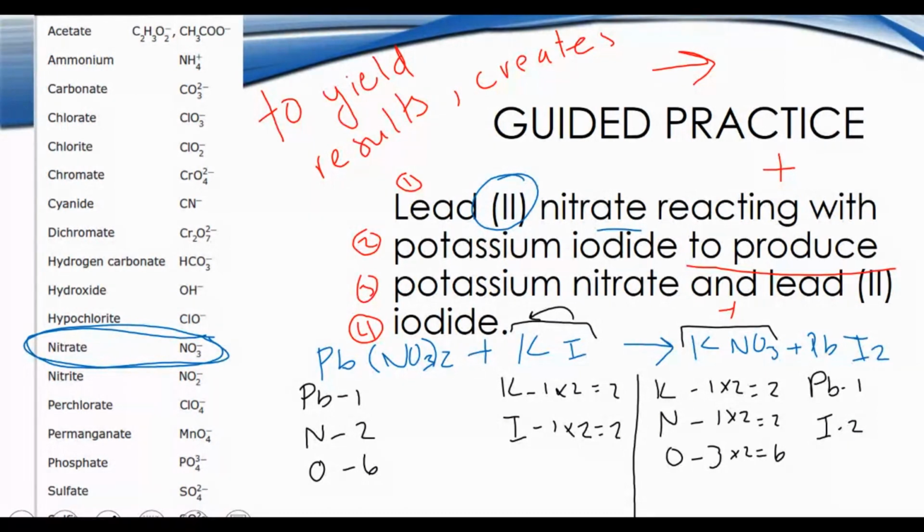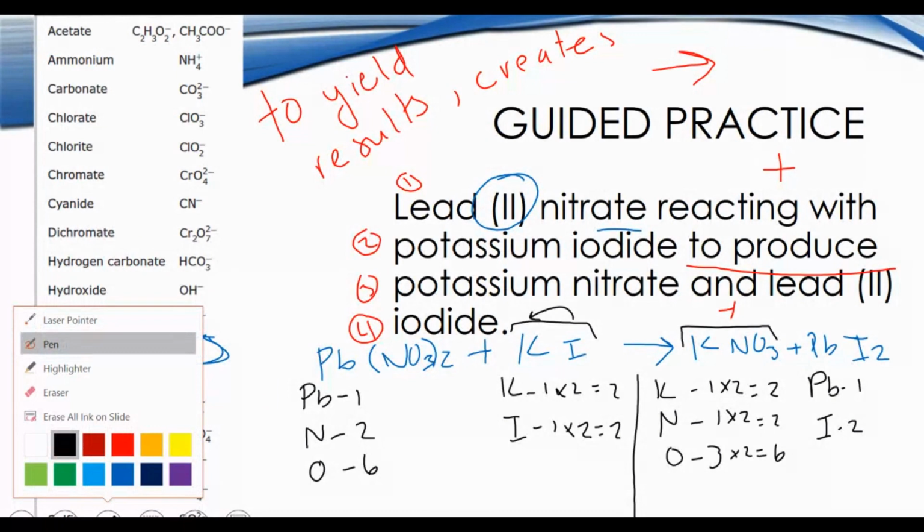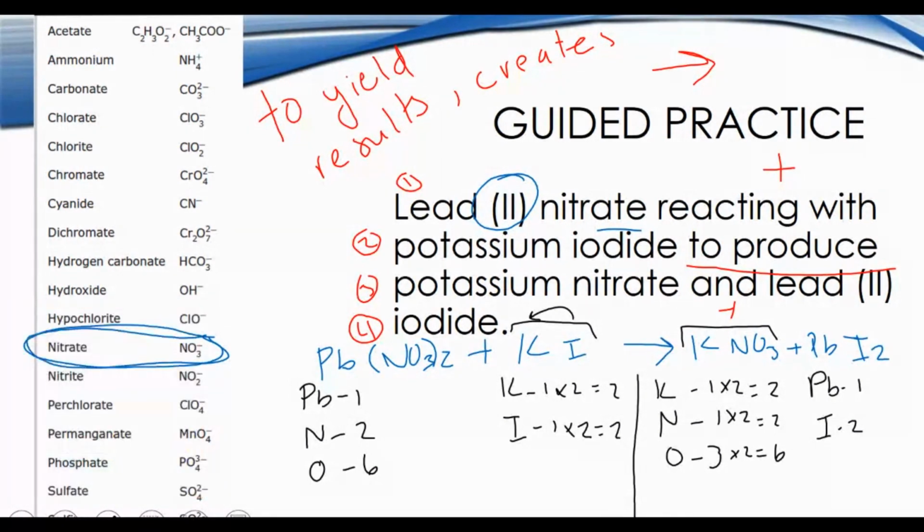So let's go back and add in the coefficients. I'm going to do it in green. That first compound, Pb(NO3)2, we didn't multiply by anything, so it stays by itself like that. Potassium iodide, I multiplied that compound by 2, so its coefficient becomes 2. That product side, KNO3, I multiplied that compound by 2, so its coefficient becomes 2. And that last compound, I didn't do anything to it, so it's going to stay by itself.